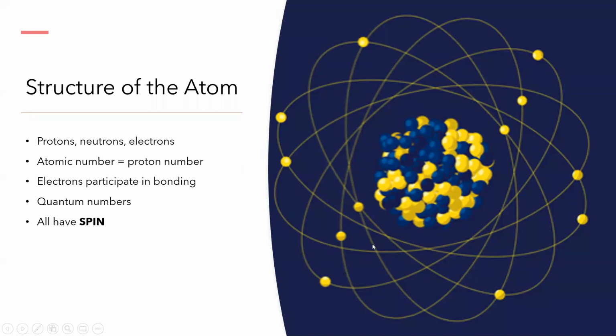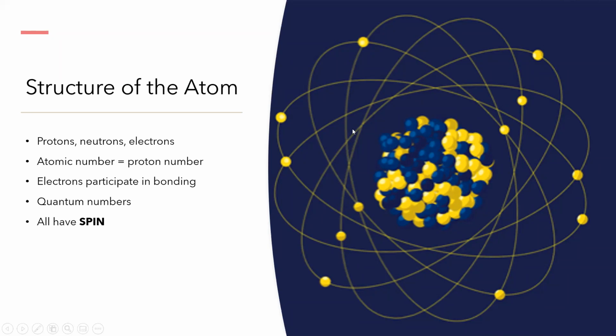Then electrons outside the nucleus are participating in bonding. So if they are shared, we have covalent bonding. If they're exchanged, we have ionic bonding. If they're free to kind of move, we have metallic bonding. And each electron has 4 quantum numbers: its principal quantum number, its angular momentum, its magnetic and spin quantum number. And this is kind of like the social security number of an electron. Every electron in an atom has a different set of quantum numbers.